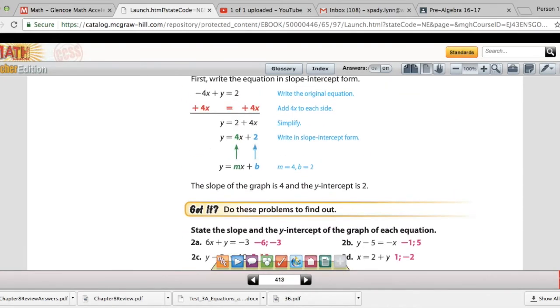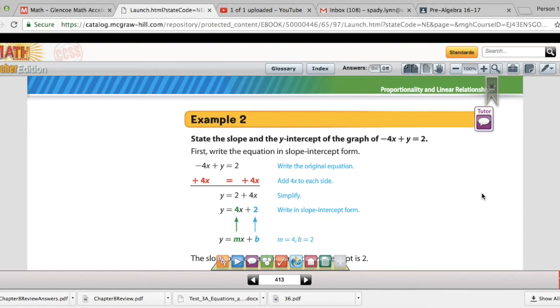So what does that help me with? Well, before we get to how that's going to help, let's just look at this equation right here at the top of page 413 that's not written in slope-intercept form. It can easily be put into slope-intercept form by adding 4x to each side. When you add 4x, you get y equals 2 plus 4x, and since the commutative property says we can switch around the order and not change, we can put that as y equals 4x plus 2, which is in the format y equals mx plus b. So 4 is our m and b is our 2.